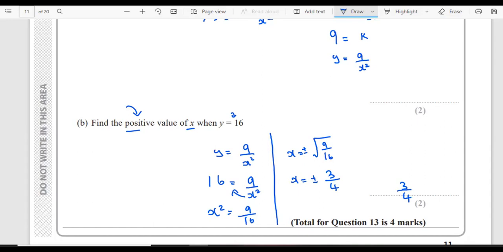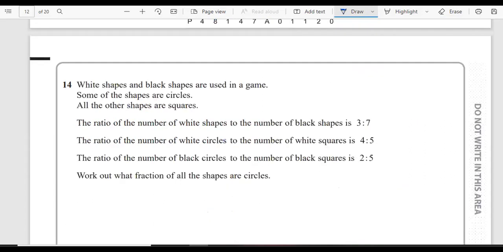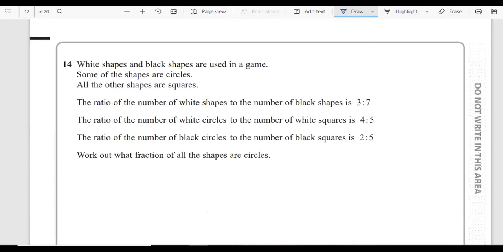Let's talk about the next question now. Okay. Let's read it. White shapes and black shapes are used in a game. Some of the shapes are circles. All the other shapes are squares. The ratio of the number of white shapes to the number of black shapes is 3:7. The ratio of the number of white circles to the number of white squares is 4:5. And the ratio of the number of black circles to the number of black squares is 2:5. Okay. Work out what fraction of all the shapes are circles.